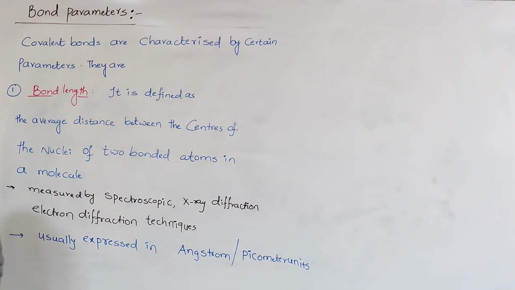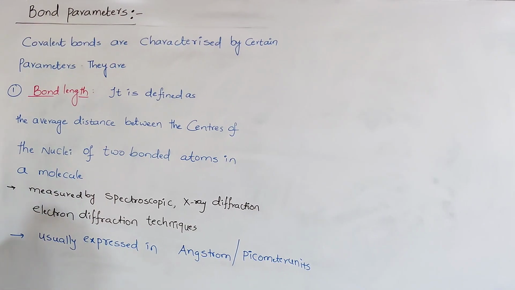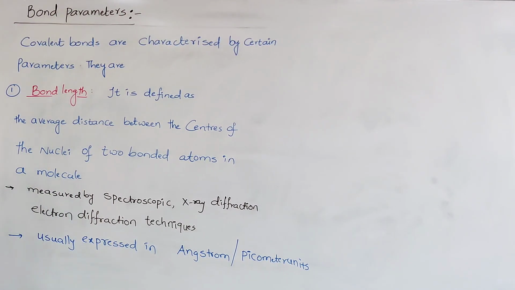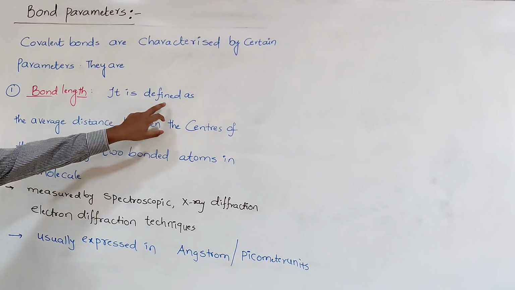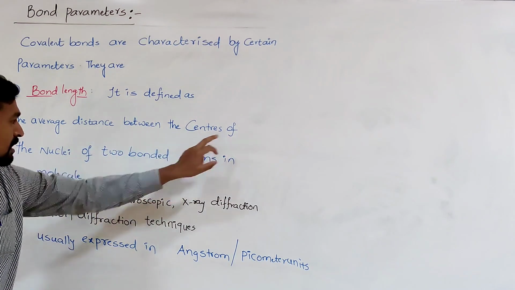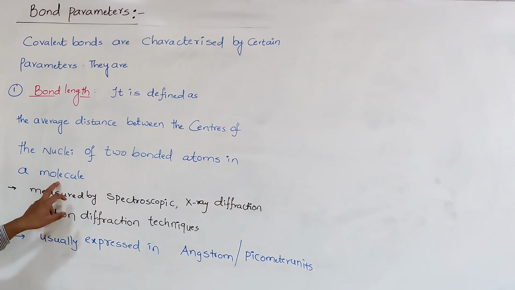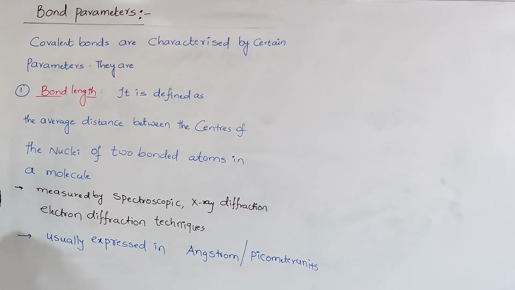So let us discuss one by one. The first bond parameter is bond length. What is bond length? Bond length is defined as the average distance between the centers of the nuclei of two bonded atoms in a molecule. That is called bond length.